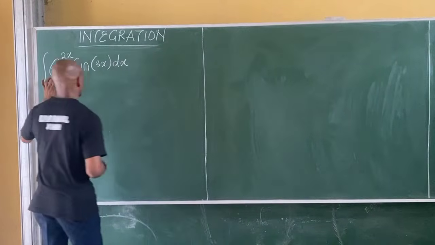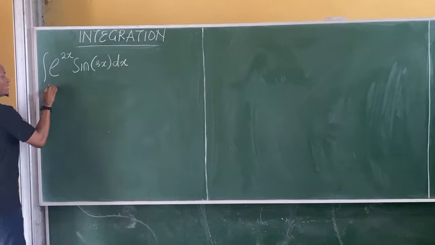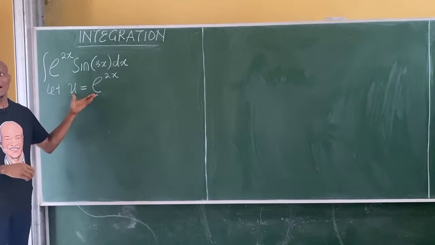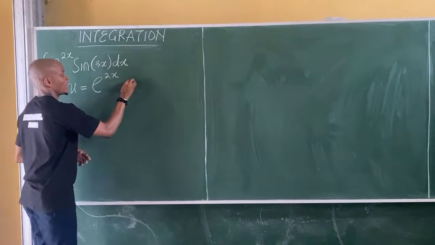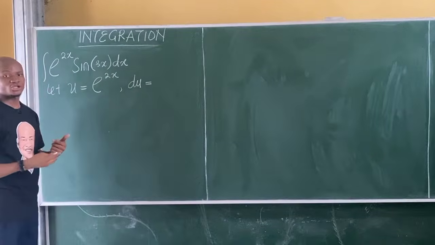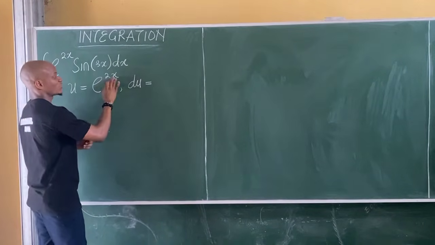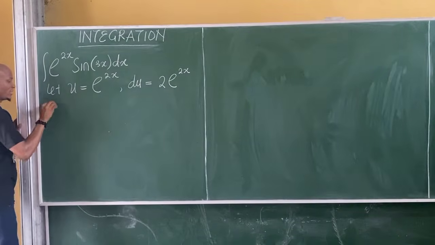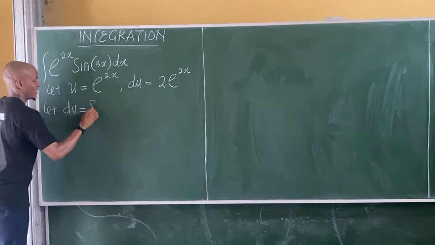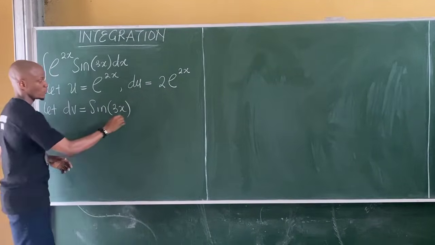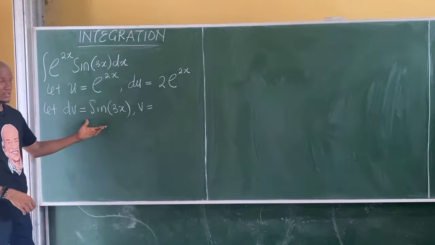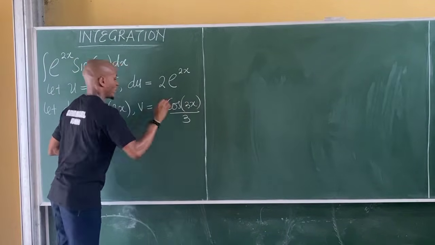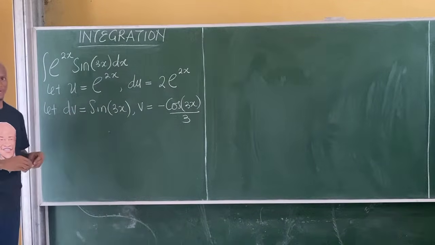So for this, I will take u as exponential 2x. So I will say let u be equal to exponential 2x. Next, I'll differentiate this. If I differentiate u, I'll have du, and using the shortcut method of differentiation, if I differentiate exponential 2x, I will get 2 exponential 2x. Next, I will say let dv be equal to sine 3x. Using the idea already explained, if I integrate this, I'll have minus cos 3x all over 3. So we've gotten our 4 values here.